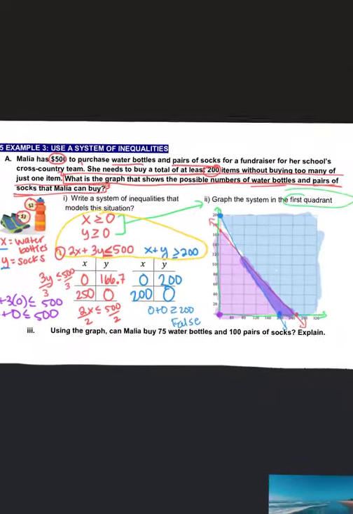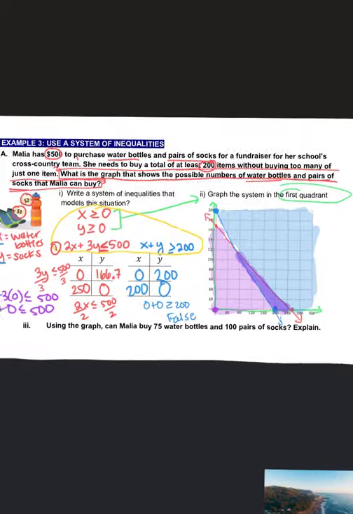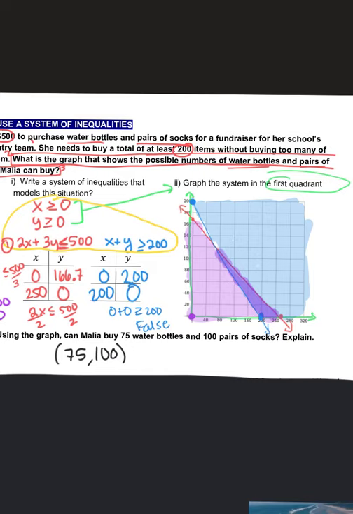Okay, so then part B, using the graph, can Malia buy 75 water bottles and 100 pairs of socks? Explain. Okay, so there's a couple ways you can do this. You can plug those numbers in and see if both of them are true. Or we can see if that point falls in the shaded region. So let's see, water bottles represents X. So the point we're looking for is 75, comma, 100. So let's go to our graph and graph that. 75 would be about here, and 100 is right here.